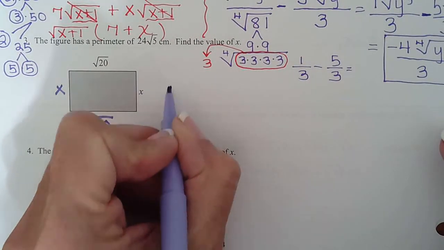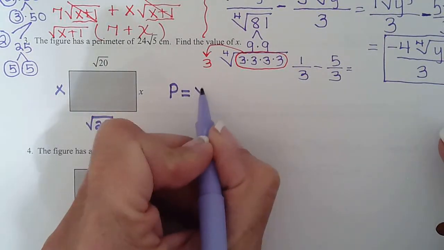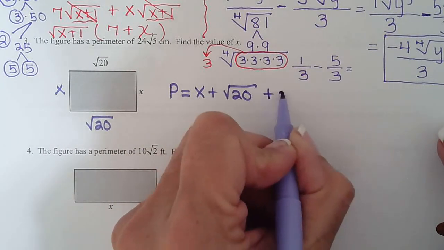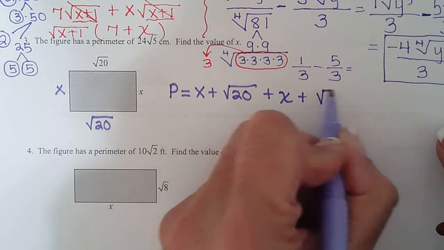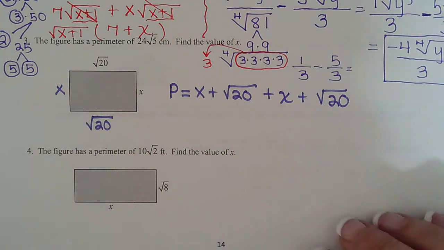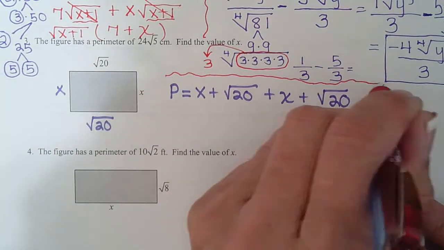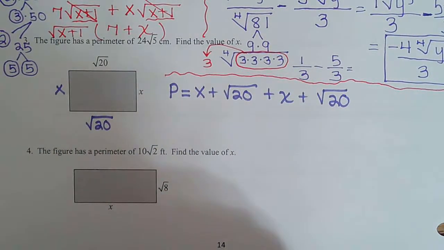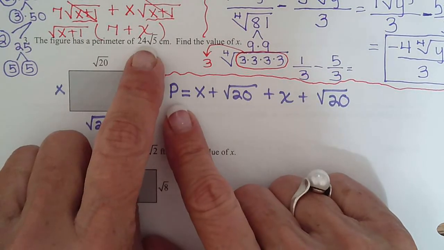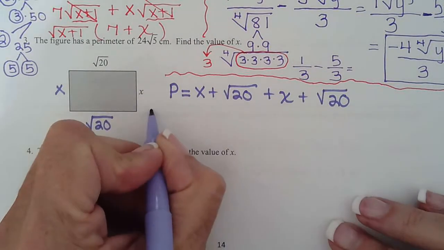So perimeter equals x plus radical 20 plus x plus radical 20. I'm going to just draw a line here so we don't get it messed up with the last problem. Okay, but they gave us a perimeter. They said, oh, the perimeter is 24 radical 5. So let's go ahead and write that in.